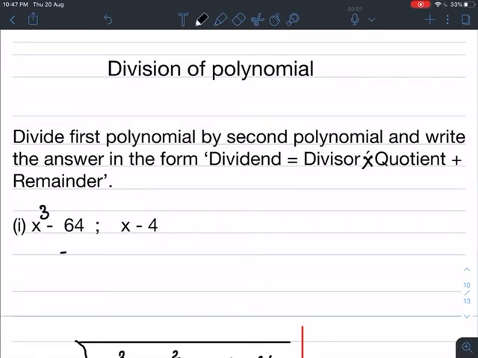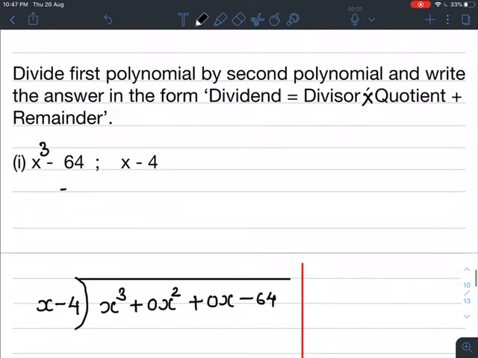Hi students, today we have to see division of polynomial. So we have to divide first polynomial by second polynomial and we have to write the answer in the form of dividend is equal to divisor into quotient plus remainder. So now here in this example we have dividend is equal to x cube minus 64, divisor is equal to x minus 4.